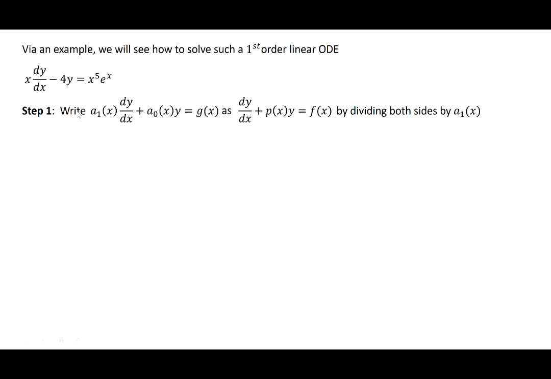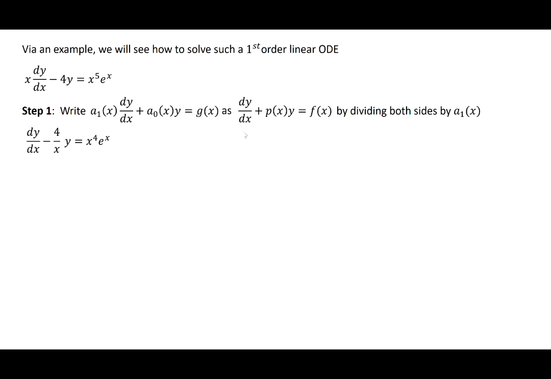There are a few steps, I think about 4 or 5 steps. The first order of business is, when you see your differential equation in this form, divide throughout by the coefficient of dy/dx, that is a1 of x. When you do, you get dy/dx plus a0 of x over a1 of x times y, and on the right hand side g of x over a1 of x. Take that a0 of x over a1 of x and call it p of x. Similarly, call g of x over a1 of x f of x. As simple as that. Basically, you want to make the coefficient of dy/dx to be 1.